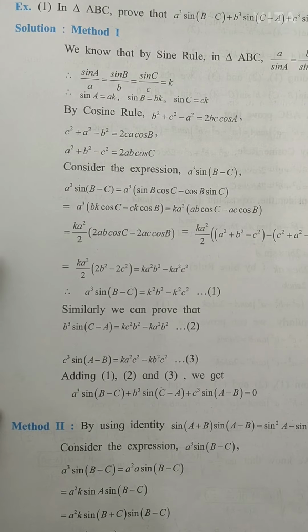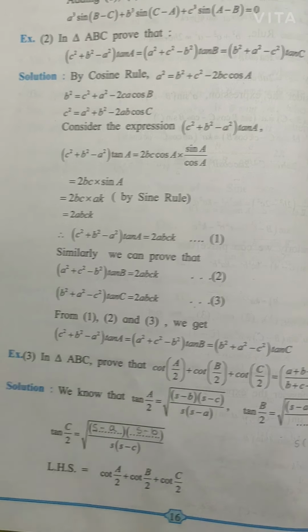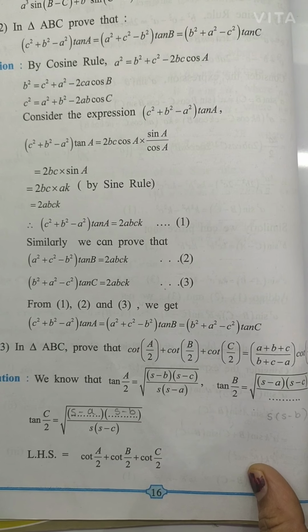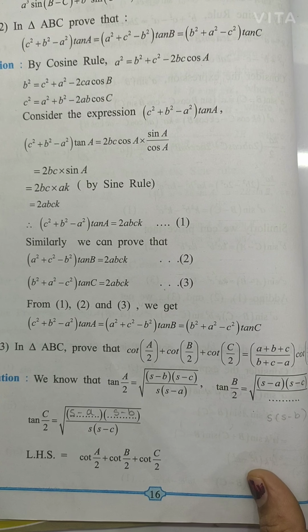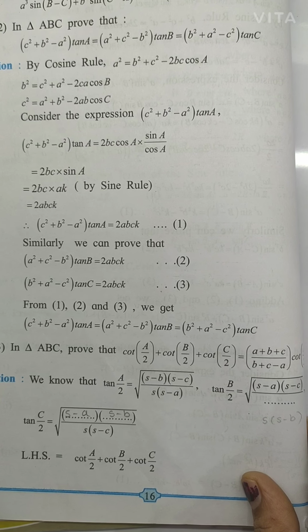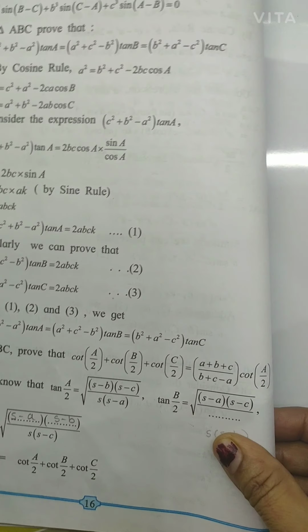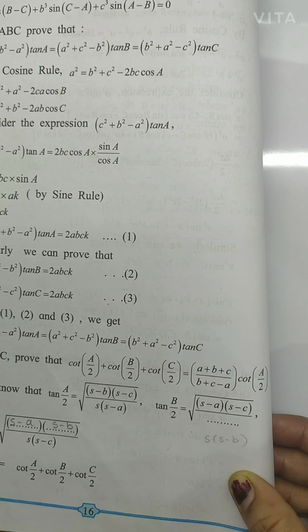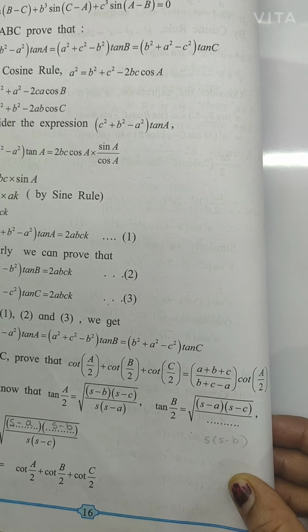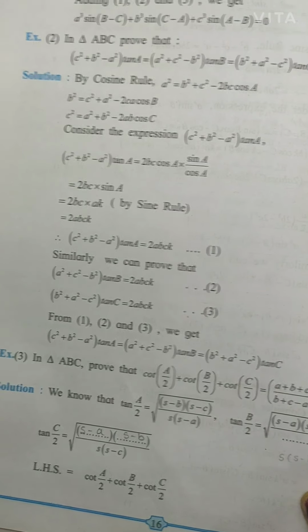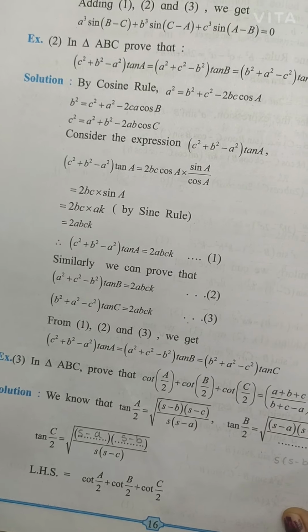Do study for this. Okay, example 3. In triangle ABC, prove that cot A/2 + cot B/2 + cot C/2 = (a + b + c)/(b + c − a) × cot(A/2). Now how to solve this?